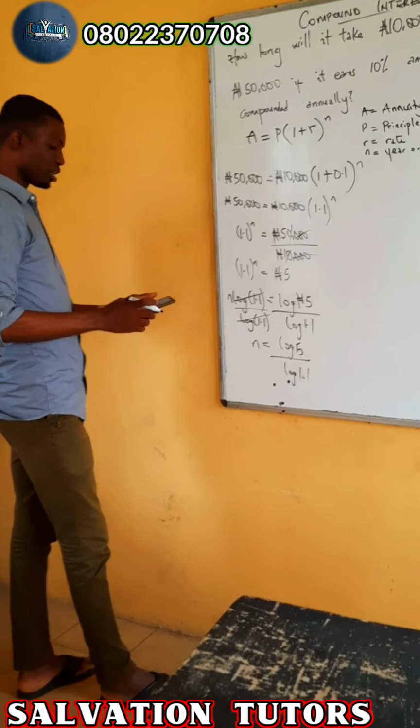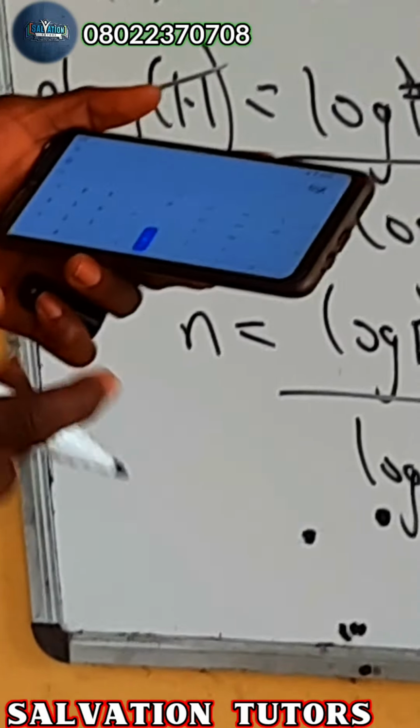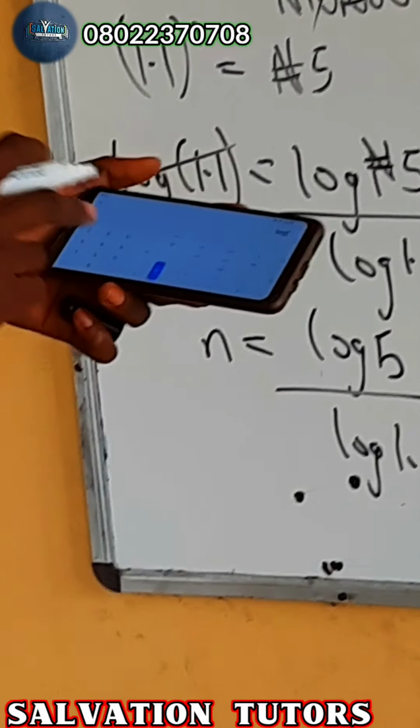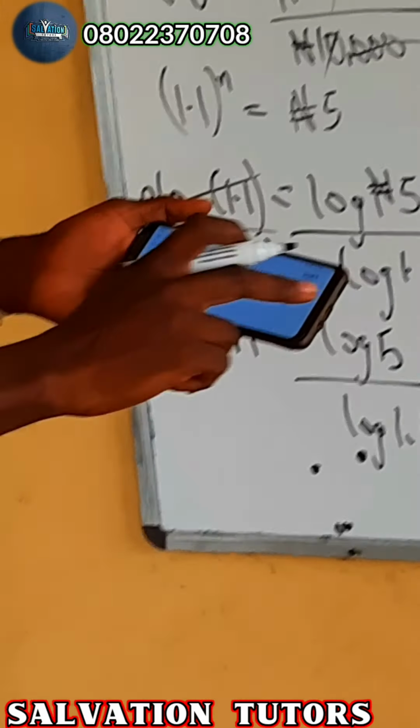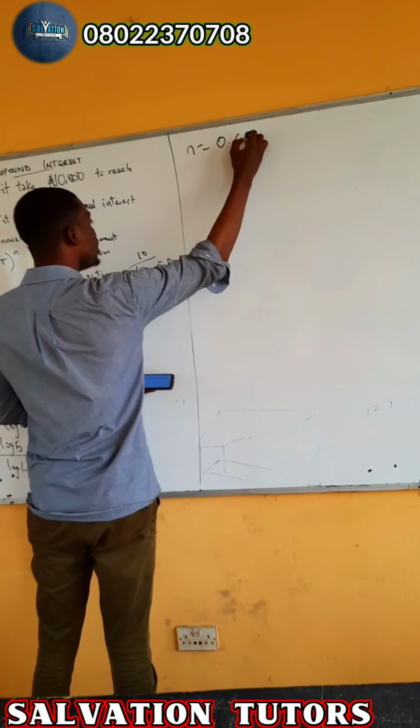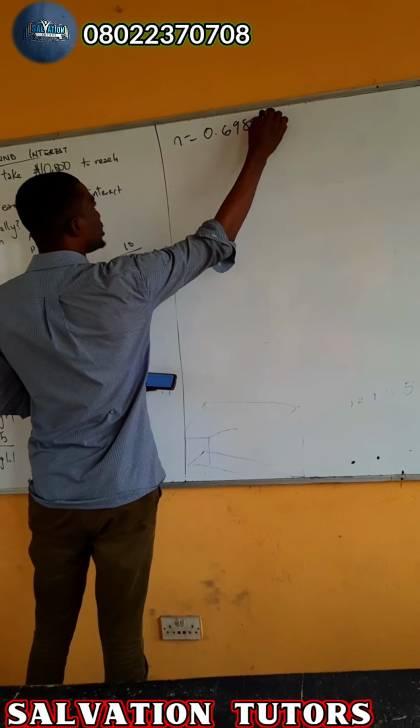Now, I'm using my mobile calculator. We already have the sign. So log, just press the log sign. If you're using a cash calculator, which I highly recommend, you say log 5, and it will give you a figure. You say n equals what? What I have in my calculator is 0.69897.